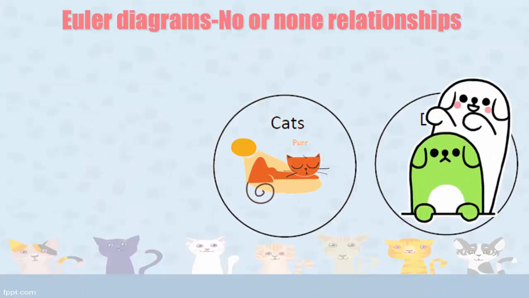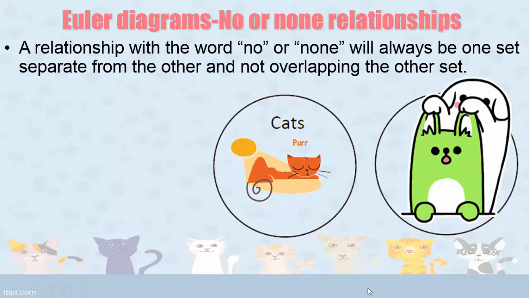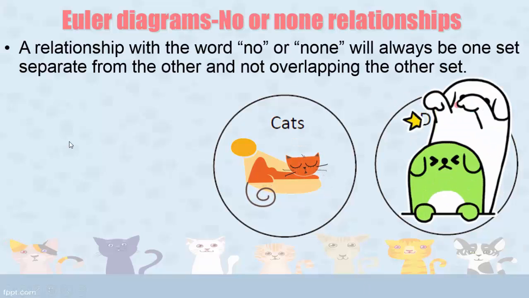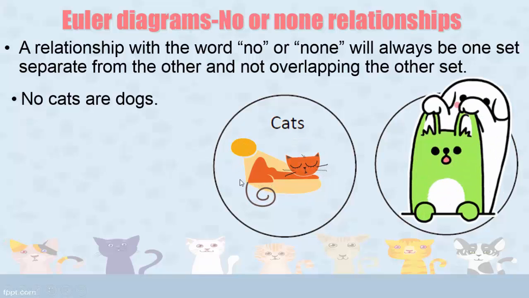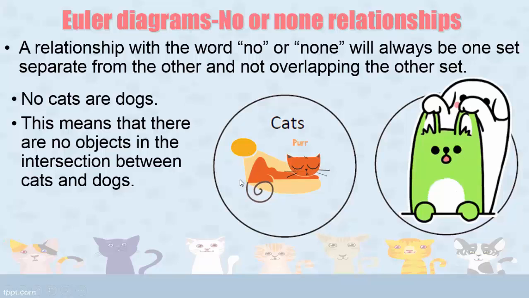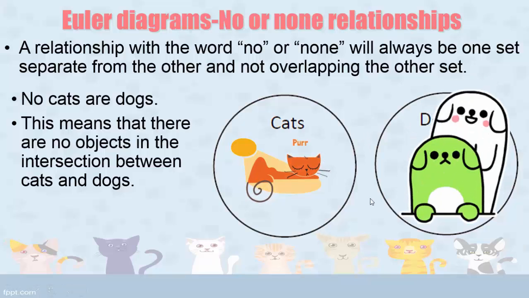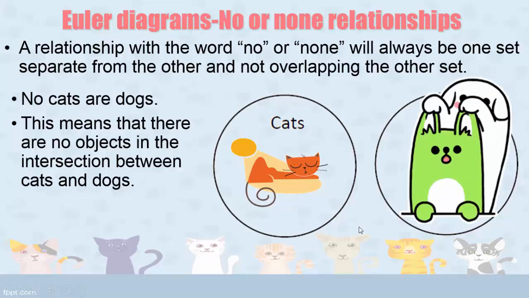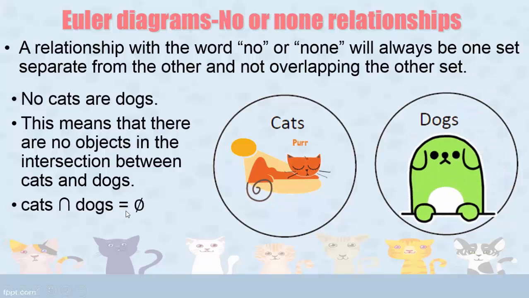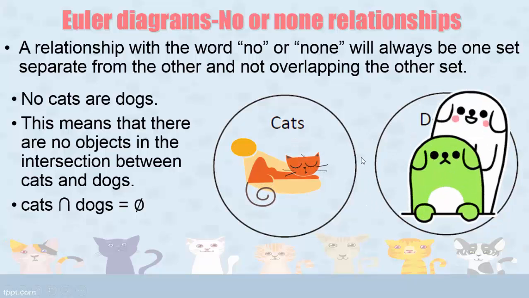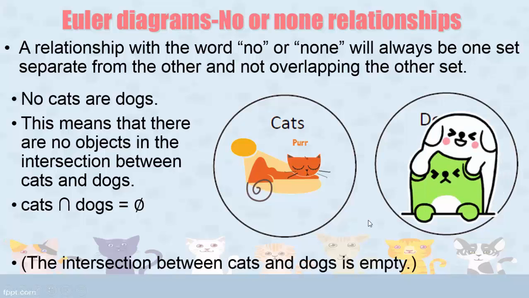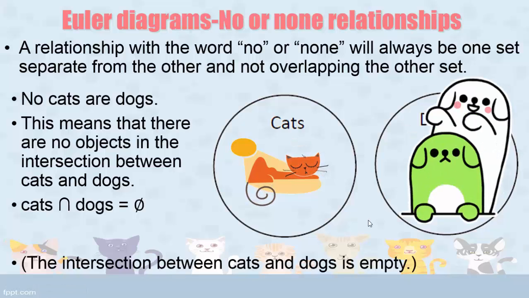Euler diagrams can also represent no or none relationships. And that relationship will always be one set separate from another set, and there's no overlap. So, for example, no cats are dogs. There's no such thing as dats, folks. This means that there are no objects in the intersection, nothing here, between cats and dogs. The intersection of cats and dogs is the null set, meaning there's nothing here. There's no overlap. So the intersection between cats and dogs is empty.